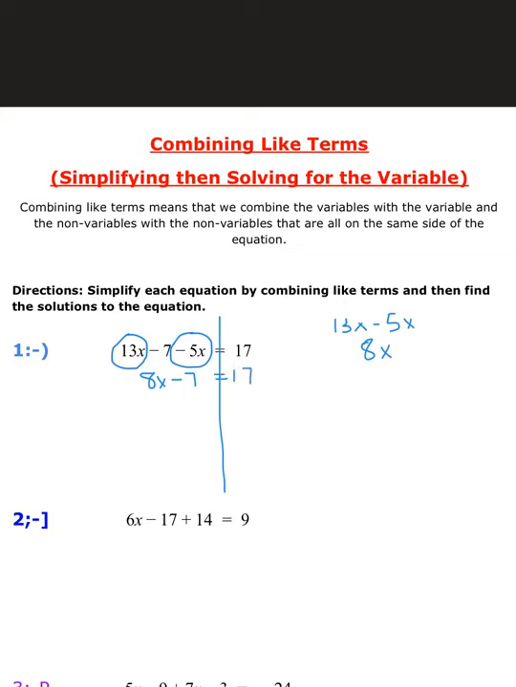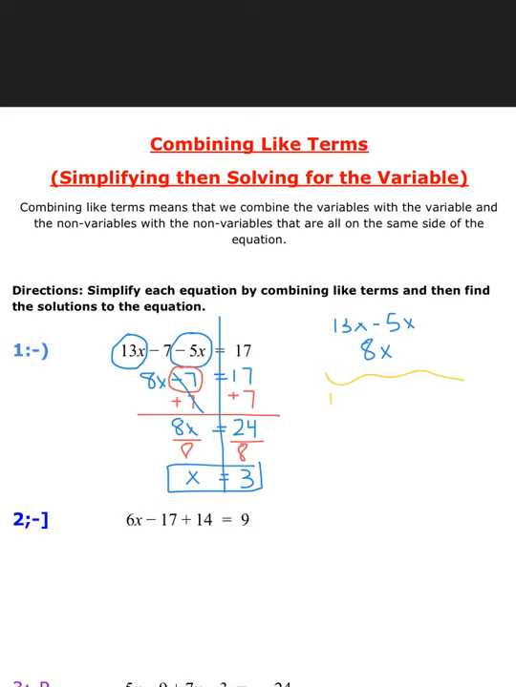Now I need to go ahead and solve my equation. So I'm going to get rid of that minus 7 first by doing the opposite. What I do to one side of the equation, I have to do the same to the other side. I'm left with 8x equals 17 plus 7 is 24. Then I would divide both sides by 8, and I would get x equals 3 for my answer. Now remember, if you want to check your answer, you can.